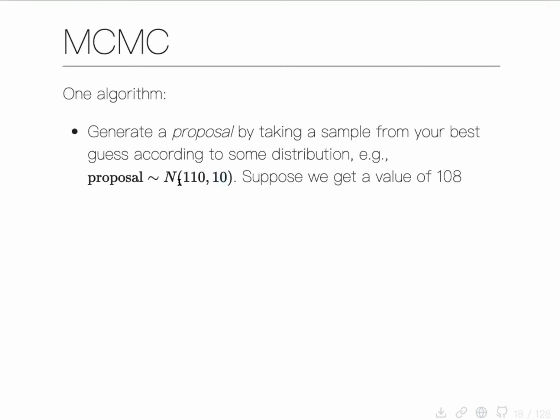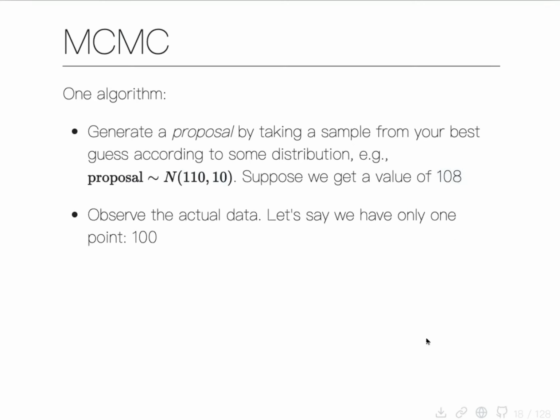Okay, so I'm going to generate this proposal distribution, which is going to start with a mean at where I'm currently at, and we're going to randomly sample with some variation. So let's say I get a value of 108. Okay, so 110 is my initial starting point. I randomly sample and I get a value of 108.